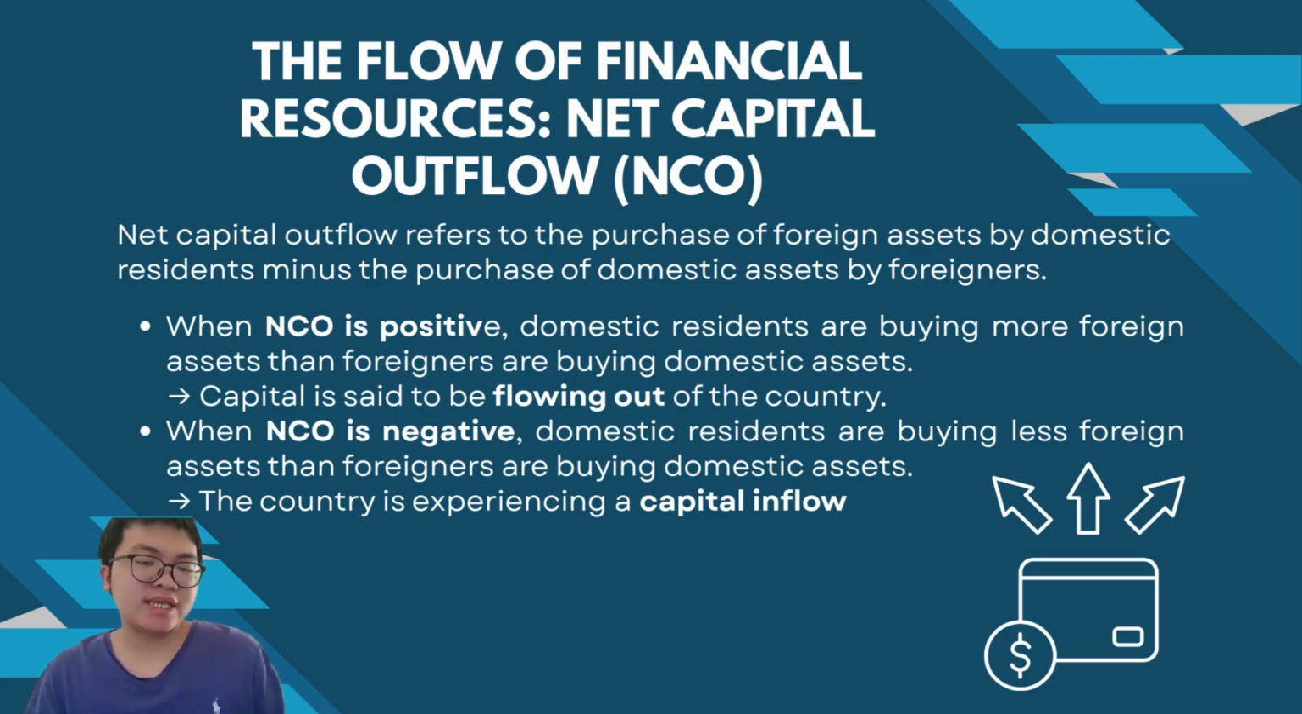Now, with NX and NCO clearly defined, we could conclude a fundamental identity between those two, that for an economy as a whole, net export is always equal to net capital outflow, NCO. This is what we call an accounting identity, an equation that must always hold true because of how the variables are defined and measured.